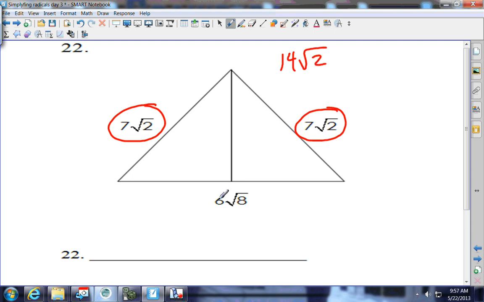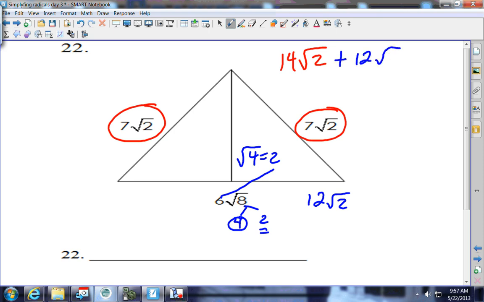I need to simplify this one. So 8 splits up into 4 and 2. 4 is a perfect square. Square root of 4 is 2. So I'll take 2 times 6. So I get 12. And what's left over? Square root of 2. So I need to add this with 12 square root of 2. My perimeter is 26 square root of 2.